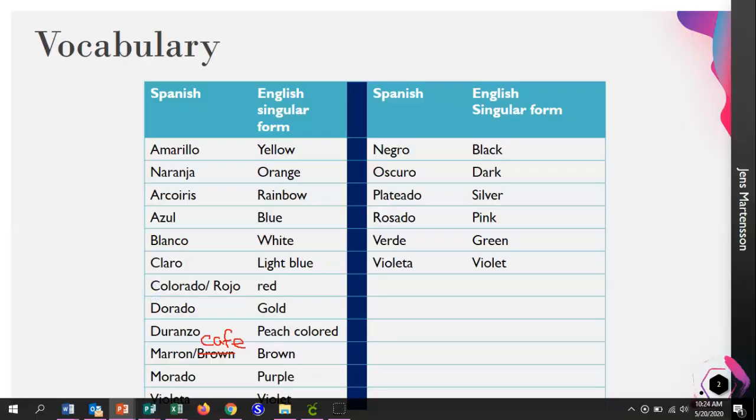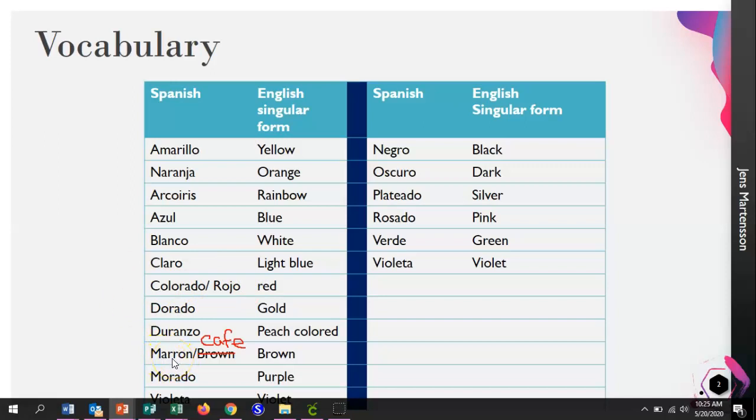Okay, so vocabulary-wise, our vocabulary for this week is going to be amarillo, naranja, arcoíris, azul, blanco, claro, color rojo, which is also known as colorado. In this area, you're more than likely going to hear rojo more than you do colorado, dorado, durazno, marrón.